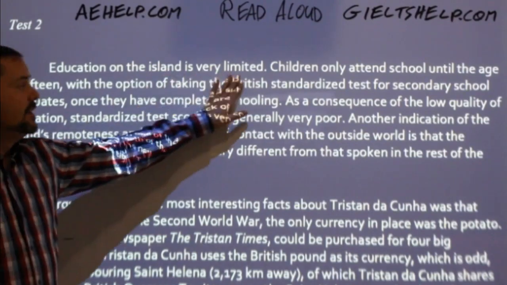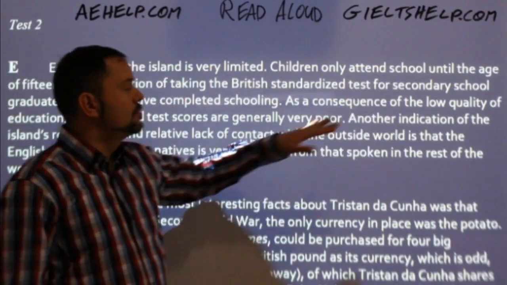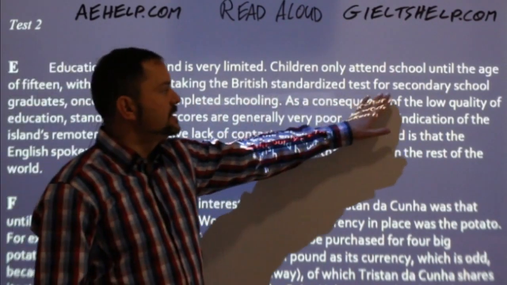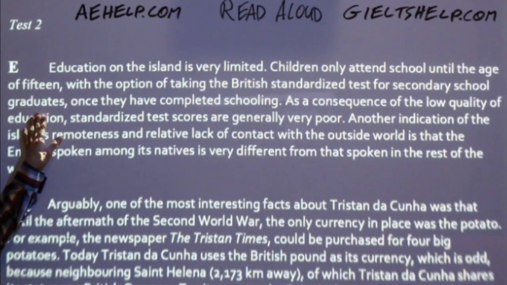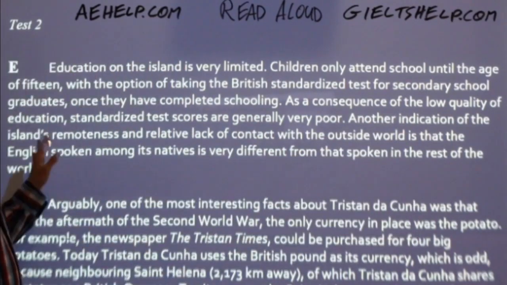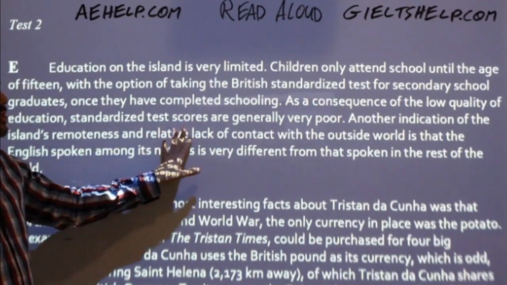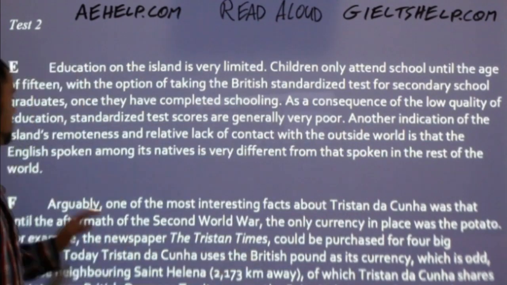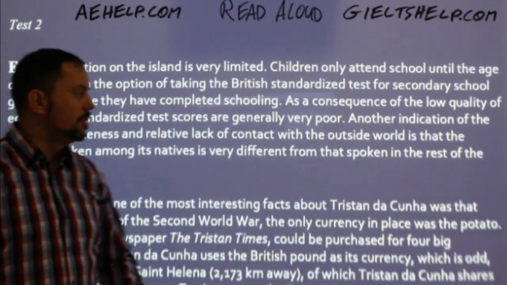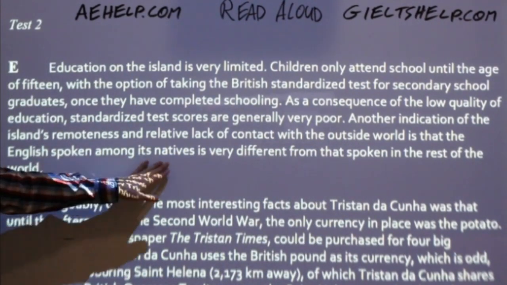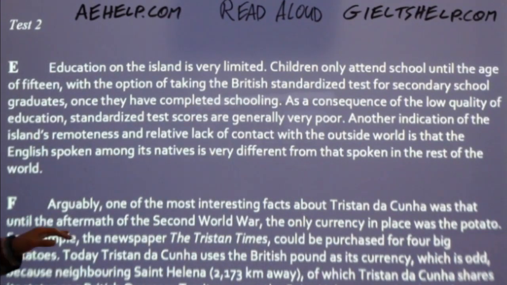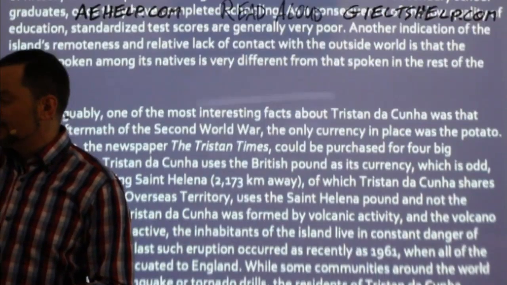Education on the island is very limited. Children only attend school until the age of 15, with the option of taking the British standardized test for secondary school graduates once they have completed schooling. As a consequence of the low quality of education, standardized test scores are generally very poor. Another indication of the island's remoteness and relative lack of contact with the outside world is that the English spoken among its natives is very different from that spoken in the rest of the world. Hope you're visualizing.